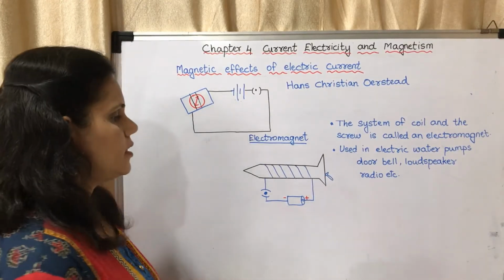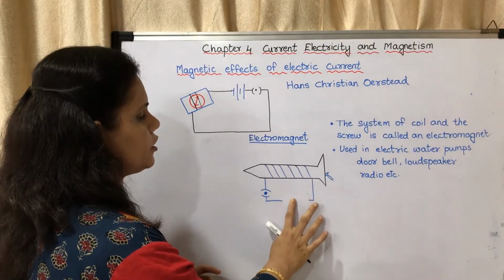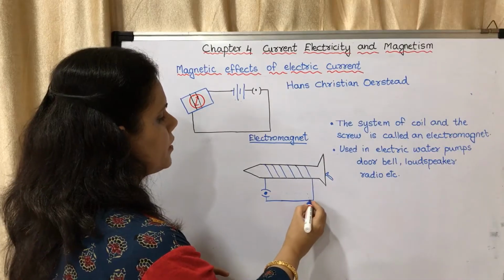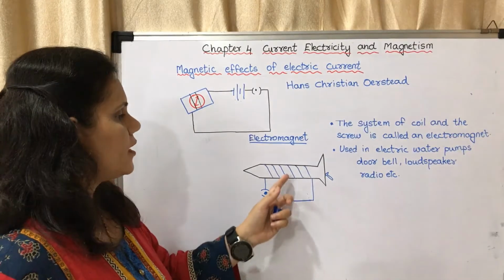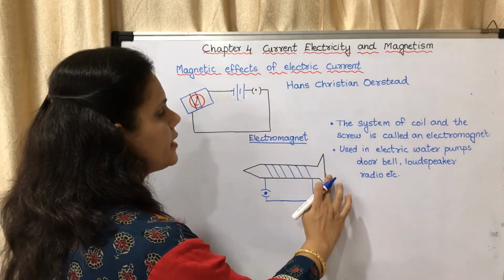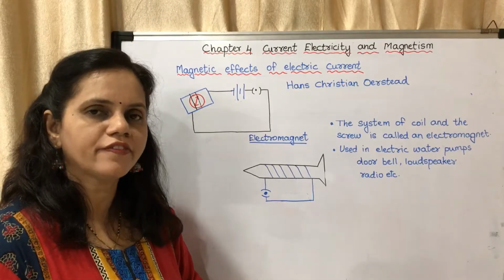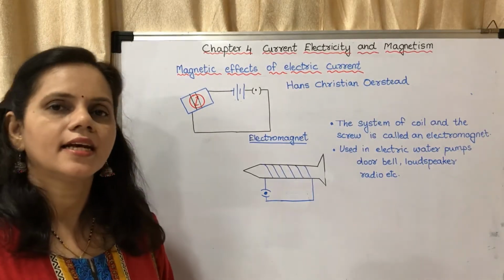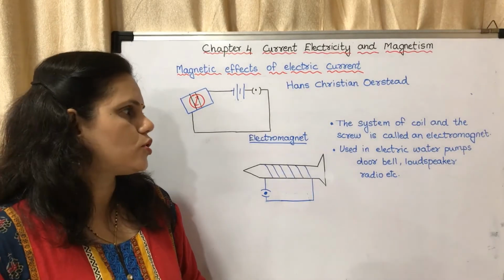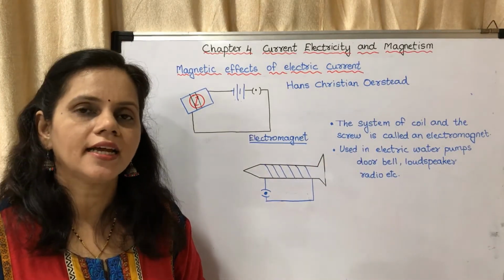Consider you are not connecting it to a cell. If there is no cell, it won't act as a magnet, and it cannot attract pieces of iron. So this is called an electromagnet. The system of coil and the screw is called an electromagnet.